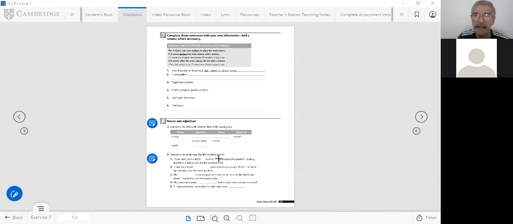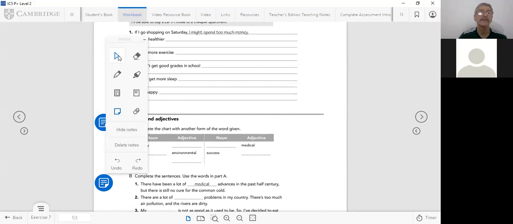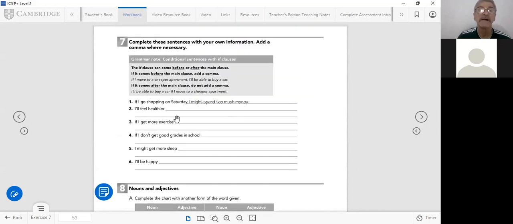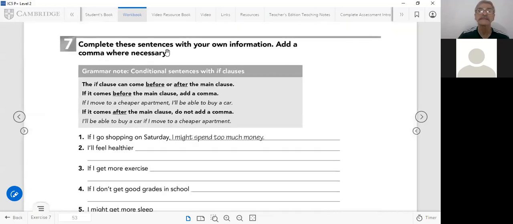So here we are on the workbook, on page... what page is it? 53. You're right, page 53. Let me close these tools here, they interrupt the sight of this. Exercise number 7. Complete the sentences with your own information. Add a comma where necessary.